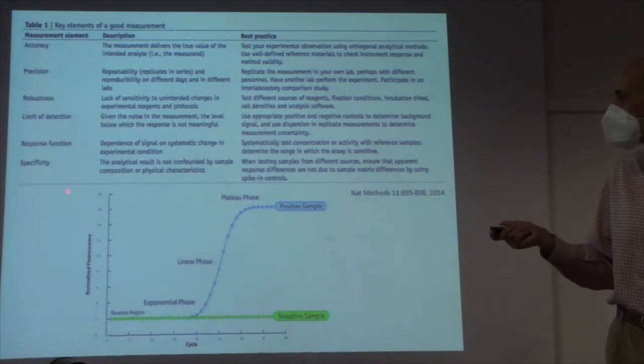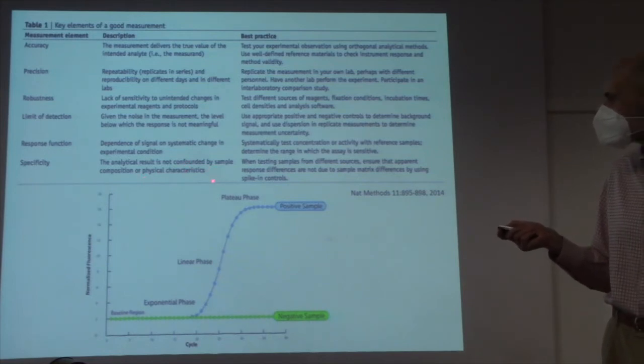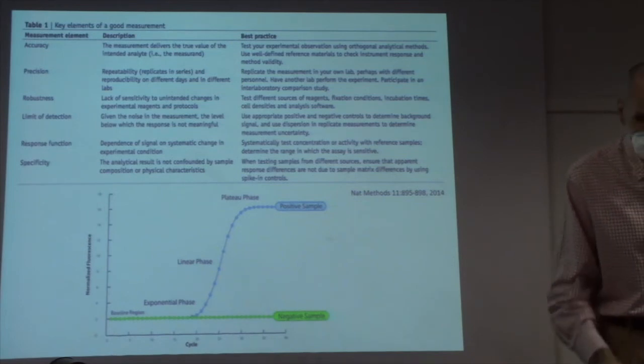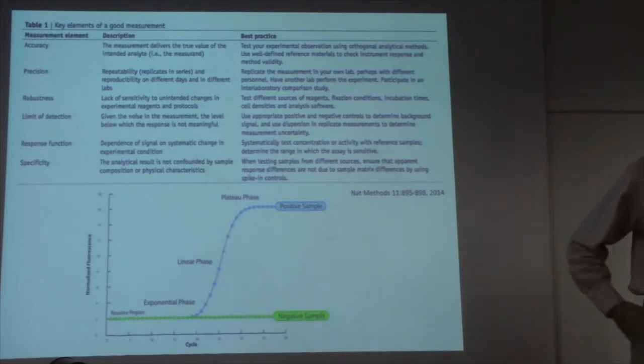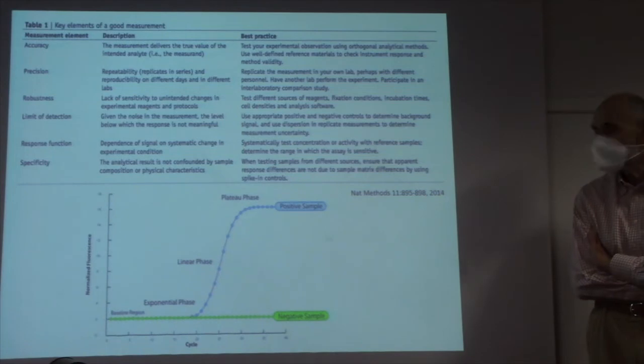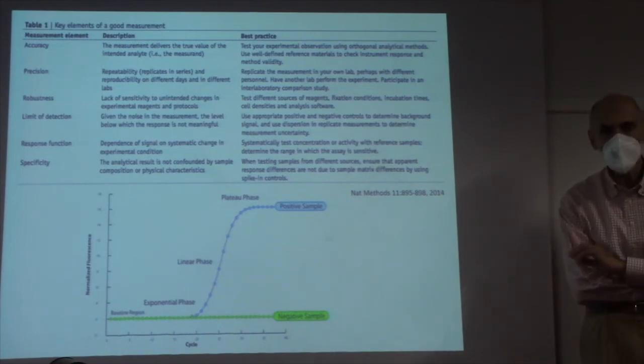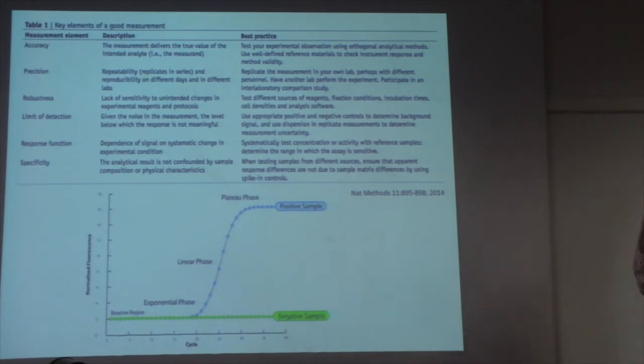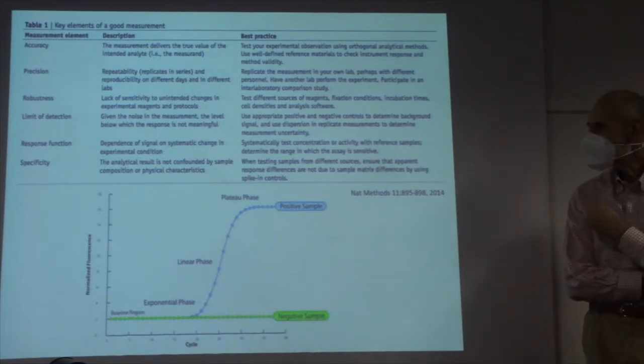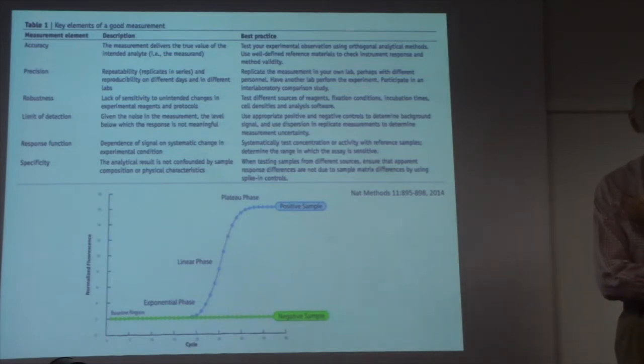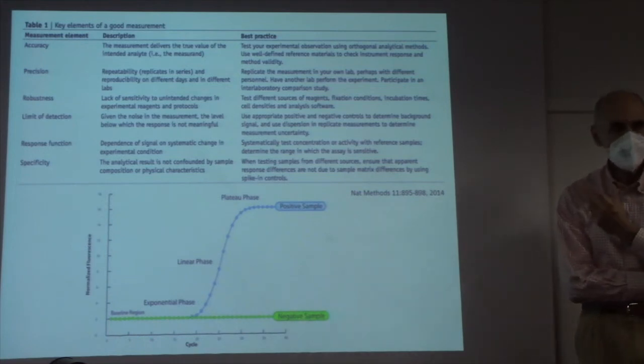Next, specificity. The analytical result is not confounded by sample composition or physical characteristics. This is very interesting because, again, you have to be careful evaluating the circumstances in which you do your measurements. And in one of the next lessons, we'll see a rather complex example of this. But to understand, I think, intuitively what specificity is.